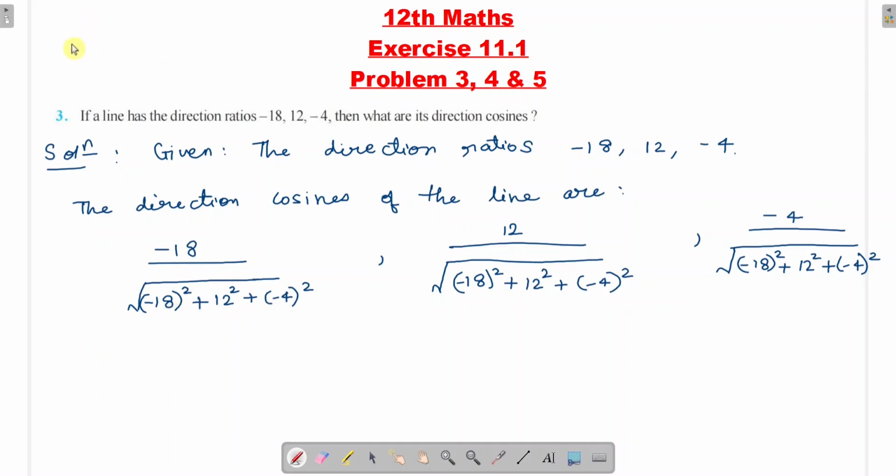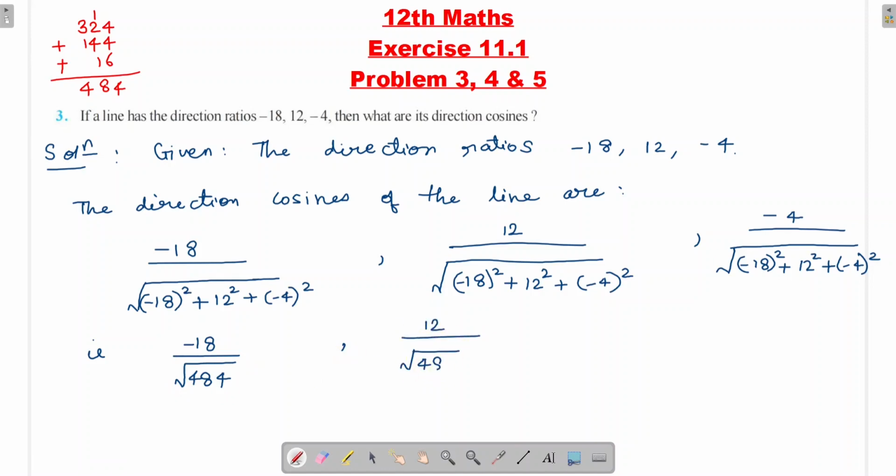So 18 square is 324, right, plus 12 square is 144 and plus minus 4 square is 16. Adding these we get 484. So what we will get is minus 18 divided by root of 484, then 12 divided by root of 484 and minus 4 divided by root of 484.